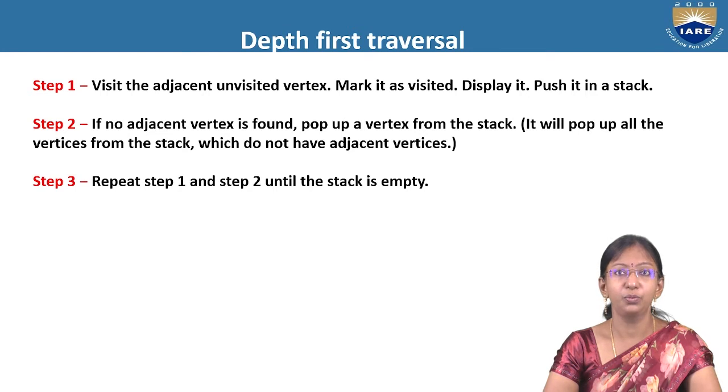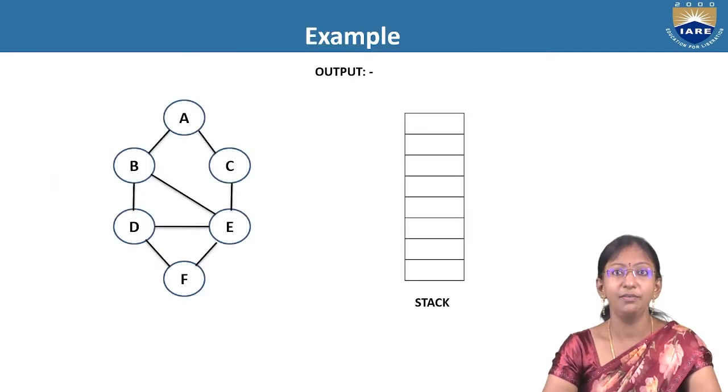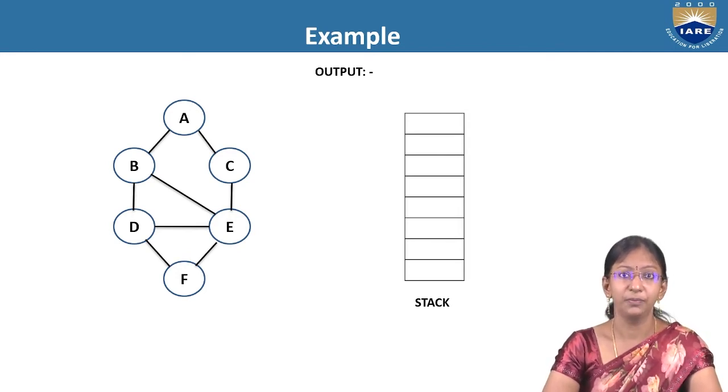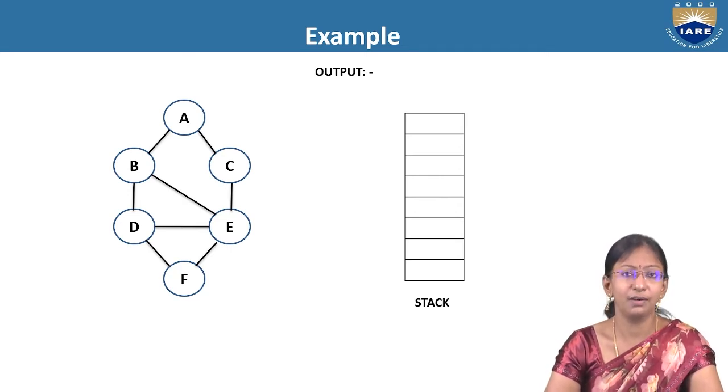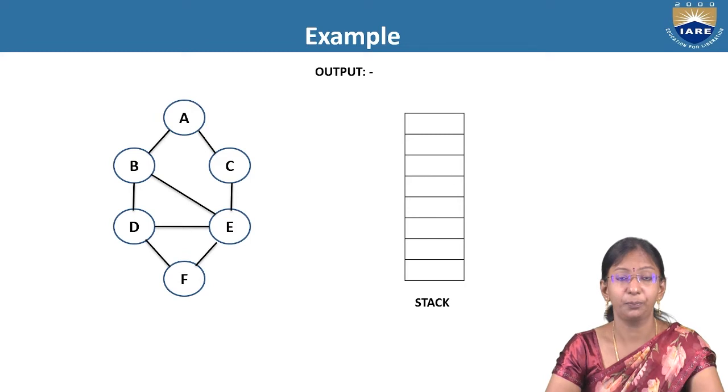Let me explain with an example. Have a look at this graph. This graph has 6 vertices. Initially, all 6 vertices are unvisited, and I'm taking an empty stack. In an empty stack, the top of the stack default value will be -1, and the output shows null, which I have shown with just a hyphen. It is empty because I have not visited any node yet.